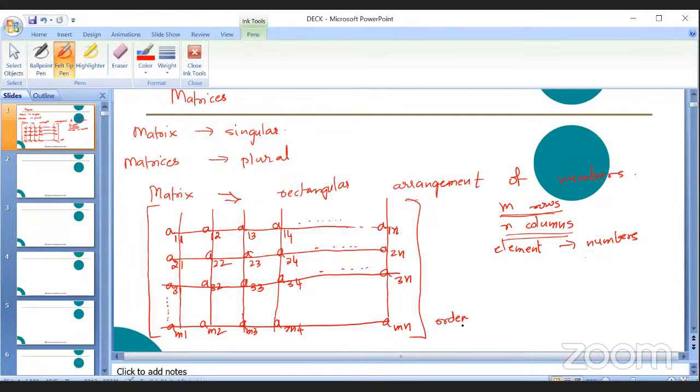So the order of the matrix is m by n. m denotes rows, n denotes columns. You should not say m into n. It is m by n. And then you put square brackets like this. For the rectangular arrangement, this becomes a matrix. You can give a capital letter to name the matrix. So the matrix A is this particular matrix.